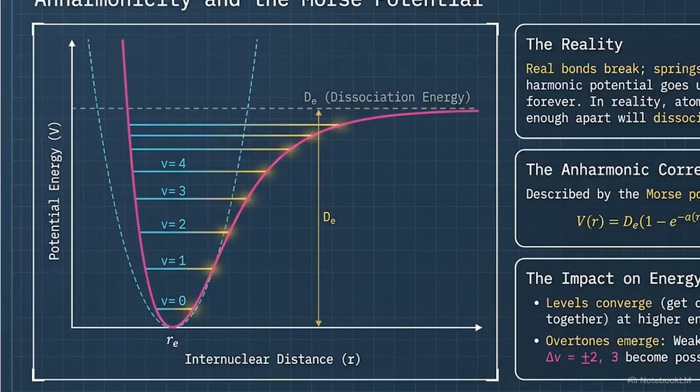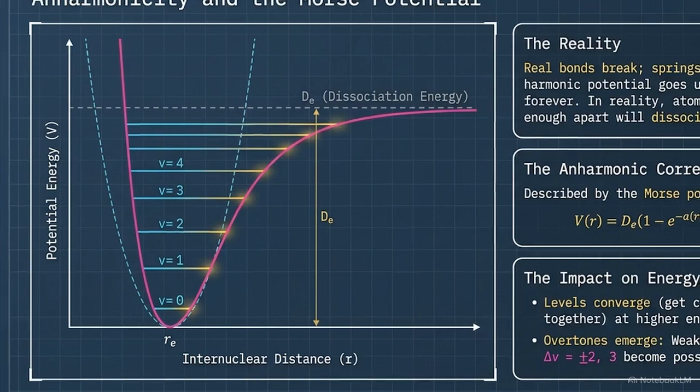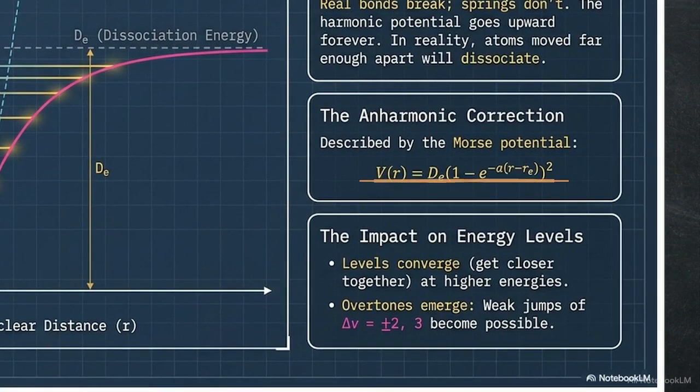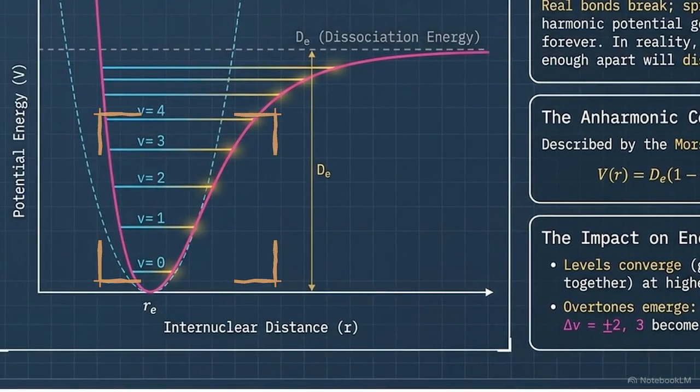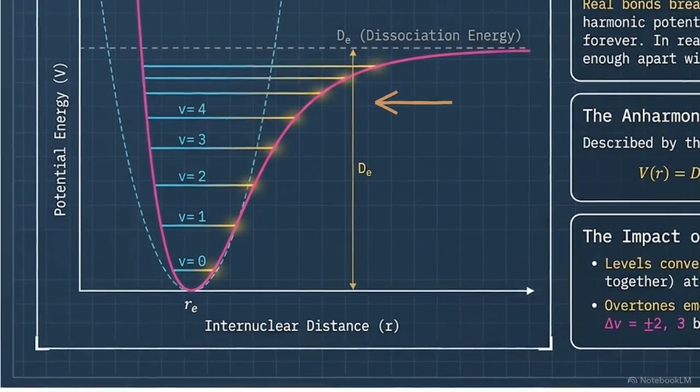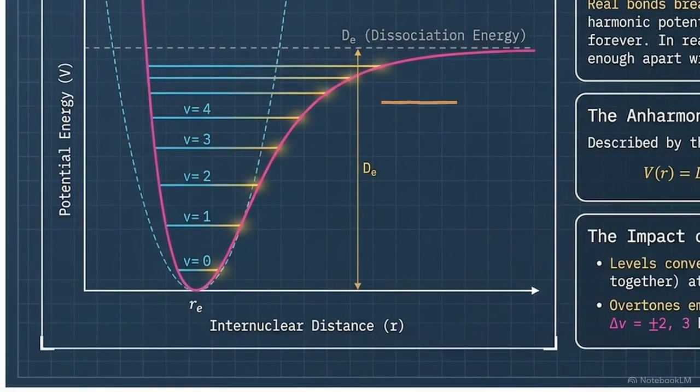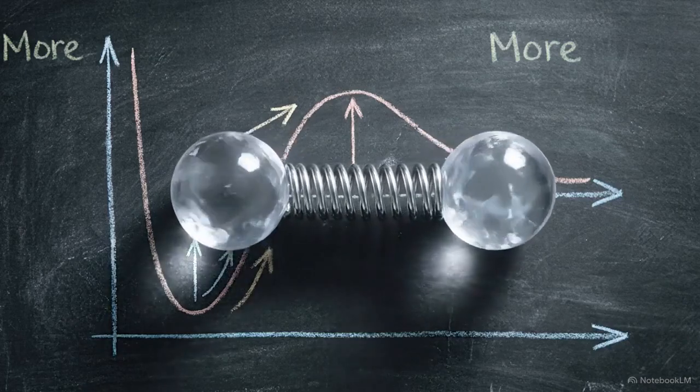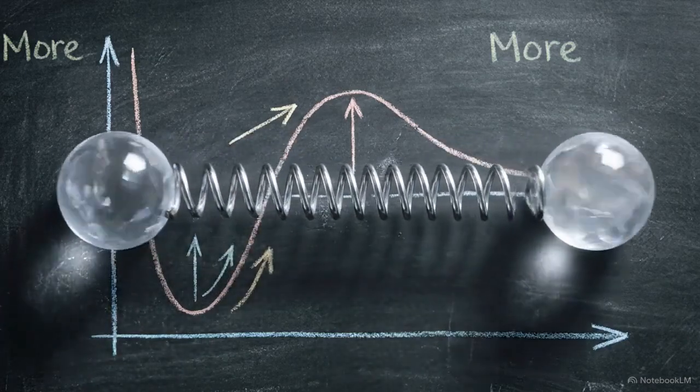This graph illustrates the critical flaw in the ideal model. Real chemical bonds do not stretch infinitely. As shown by the solid pink Morse potential curve, if atoms are pulled far enough apart, the bond breaks. The Morse potential serves as the necessary anharmonic correction, mapping the true physical boundaries of the molecular bond. Because of this asymmetrical shape, the energy spacing is no longer uniform. As vibrational energy increases, the energy levels progressively converge, getting closer together. At the exact threshold where the curve goes completely flat, the molecule hits its dissociation energy.